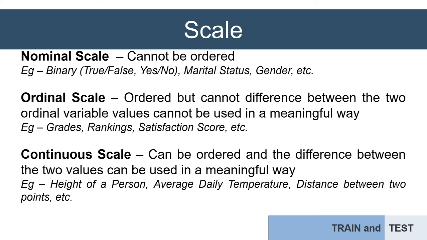The second one is ordinal, and as the name suggests, these can be ordered, but the difference between the two ordinal values cannot be used in a meaningful way. For example, grades, rankings, satisfaction score, etc. can all be ordered. Their order does have a meaning, but the difference between two orders does not have any inference. The last one is continuous scale, which can both be ordered, and the difference between the two continuous scale values does have some meaning. For example, for a height of a person, we can conclude a person X is 20% shorter than person Y, or temperature on X day is 10% higher than the previous day.